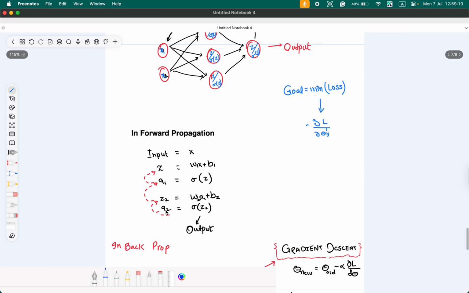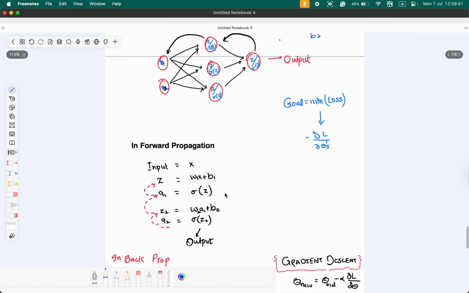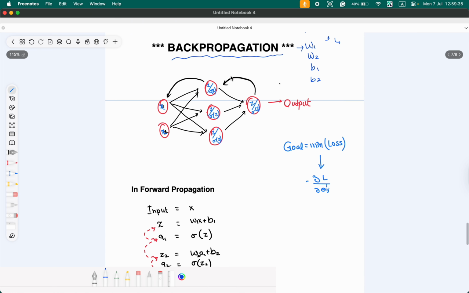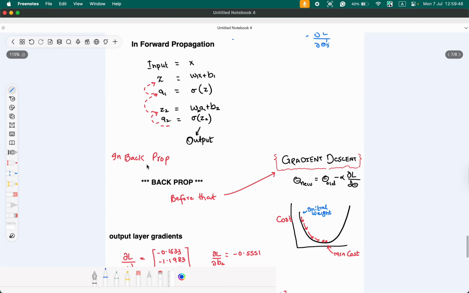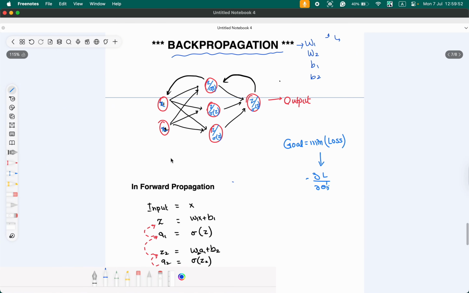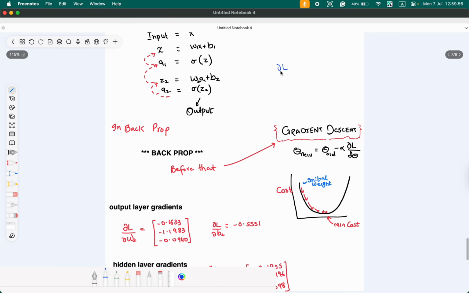So we need to see that the output is defined by z2, whereas z2 is defined by a, and a is defined by z. So we need to see how much impact W1, W2, B1 and B2 have on our loss, which is what we calculate in backpropagation. The mathematics for this one uses partial derivatives, which I thought to cover in a second video, but for now you can consider backpropagation as partial derivatives where we calculate how much impact weight 2 has on our loss function, right? Or how much the loss changes with output.